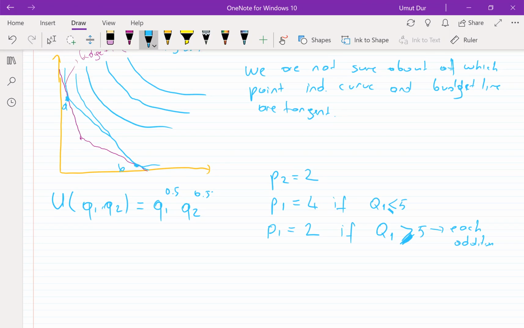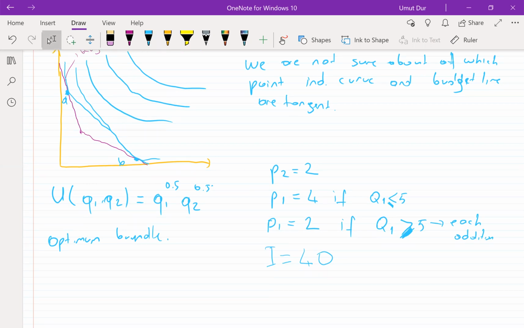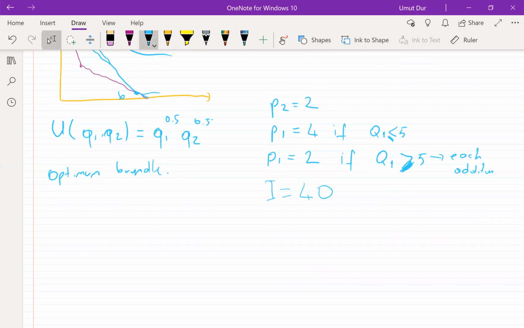Let your income be 40. And we will try to find the optimum bundle. So what we do here is we first need to draw the budget line for this specific example.